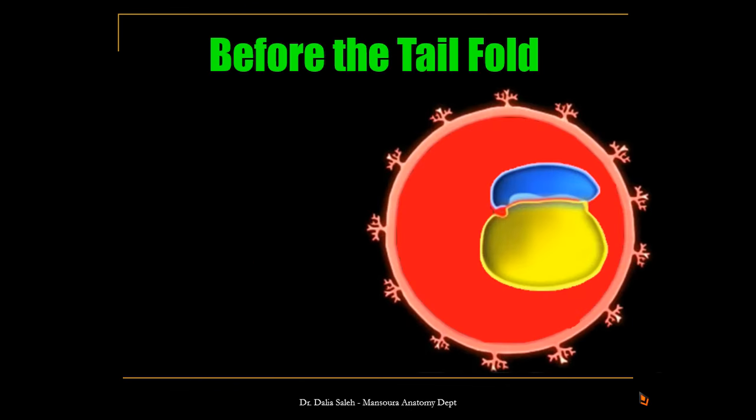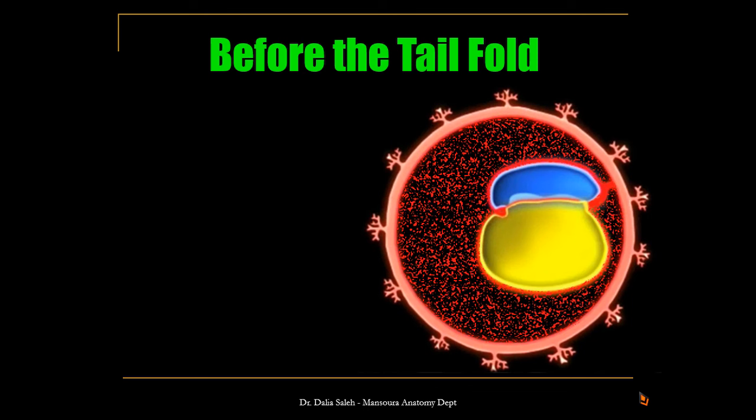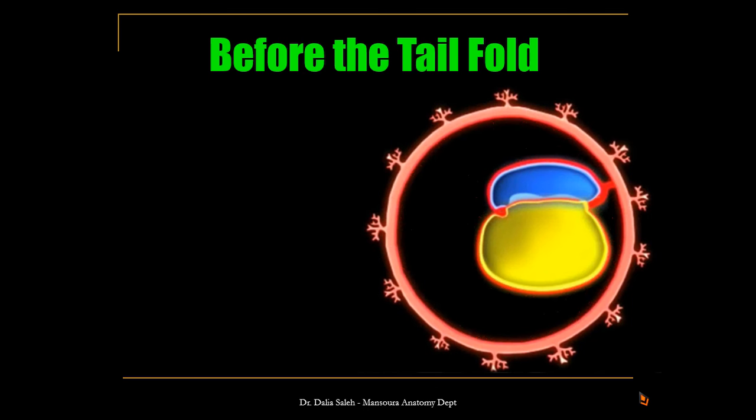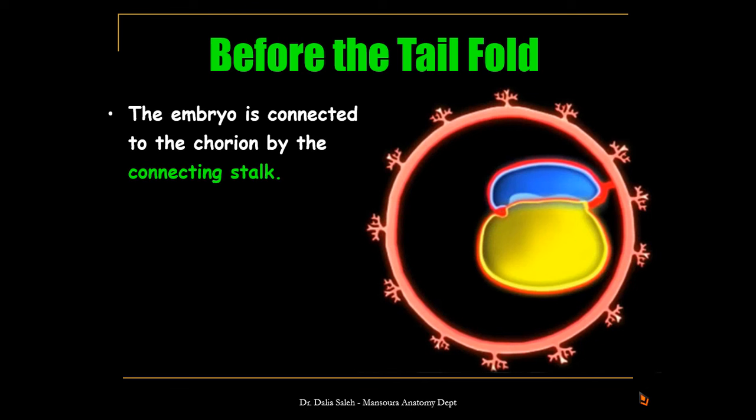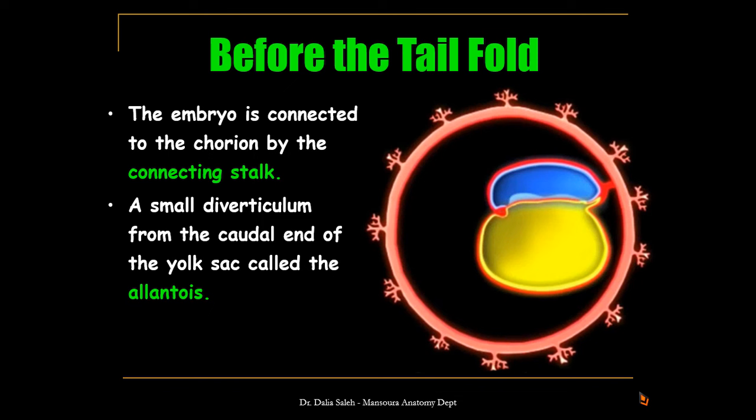Now let's look at the caudal end of the embryo. If you remember, we have the extraembryonic mesoderm, and when cavities appear within it, it will form the extraembryonic cavity or extraembryonic coelom. And the embryo is still connected to the rest of the chorion by the connecting stalk. A small diverticulum or extension from the yolk sac extends caudally into the connecting stalk. We call it the allantois. Cranial to the allantois lies the cloacal membrane. This is the structure of the embryo before formation of the tail fold.